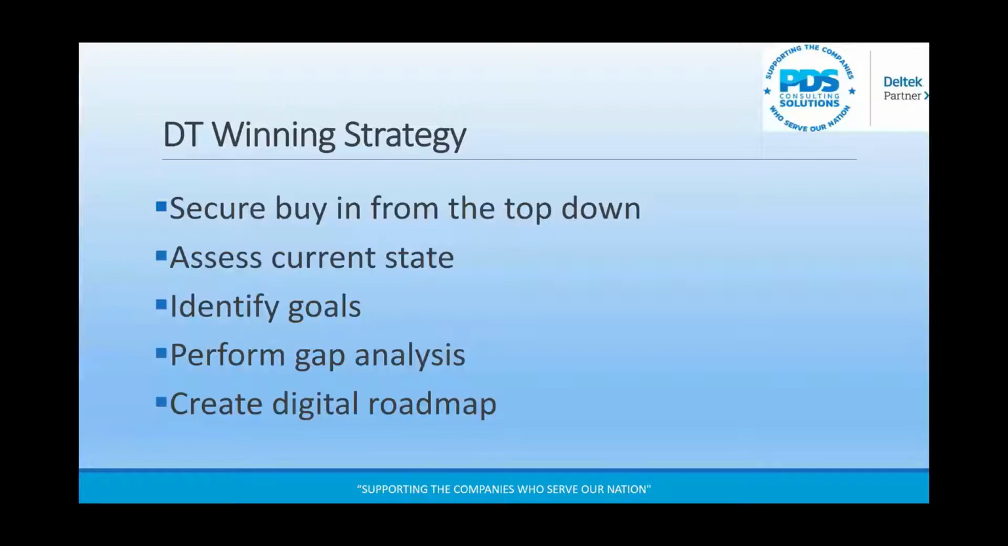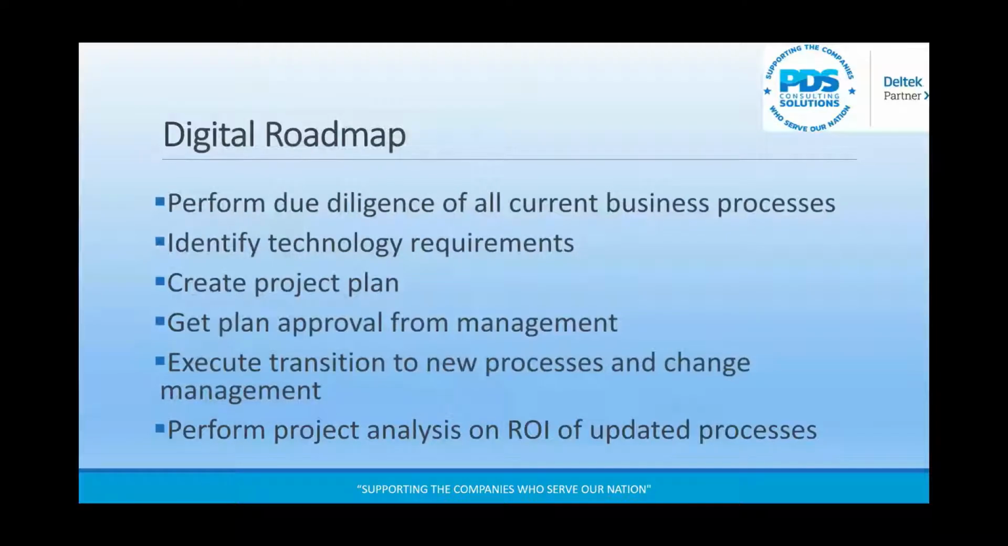And then the most critical part, I think, of the strategy to get on paper and to start documenting actually is the digital roadmap. The digital roadmap basically provides you the overall process that you're going to go through to get to digital transformation. First of all, as we mentioned in the previous slide, you're going to do some serious due diligence of your current business processes.